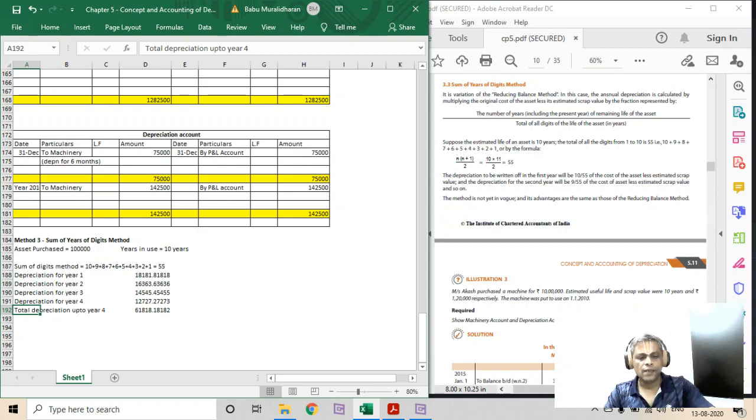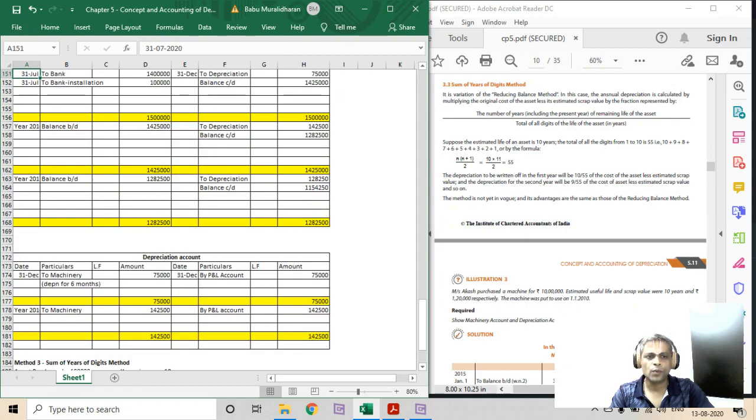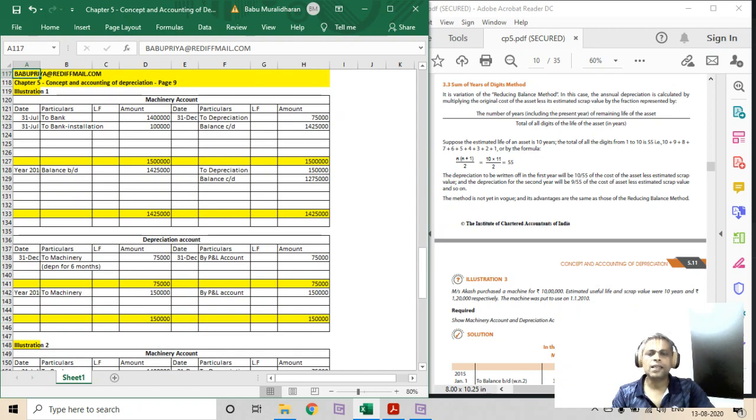I'll leave the students to go through this method and also the couple of problems we solved above. And you can send an email to babupri@rediffmail.com for any queries or clarifications. And then we'll continue and try to complete more problems and solutions in the subsequent classes.